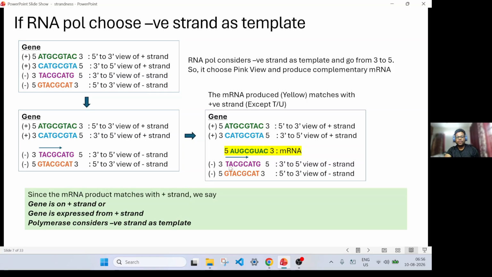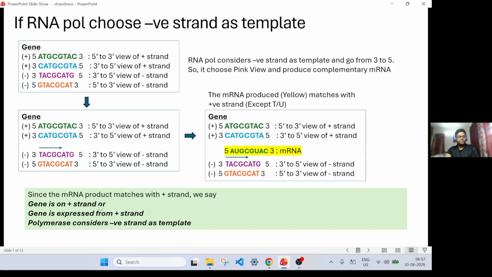So what mRNA do we get now? T is complementary to A, A is complementary to U, because now it's RNA, so instead of T we will get U. C complements G, G complements C, and similarly for the rest, TG complements to GUC. So this mRNA we got is a complement of the purple one. The mRNA produced, the yellow one, matches with the positive strand. Now you can compare it against the 4 views to see which strand it matches: AUGC, ATGC, and GTAC, here GUC. That means the mRNA is matching with the positive strand, and I have given it green color so that it matches with this view of the positive strand.